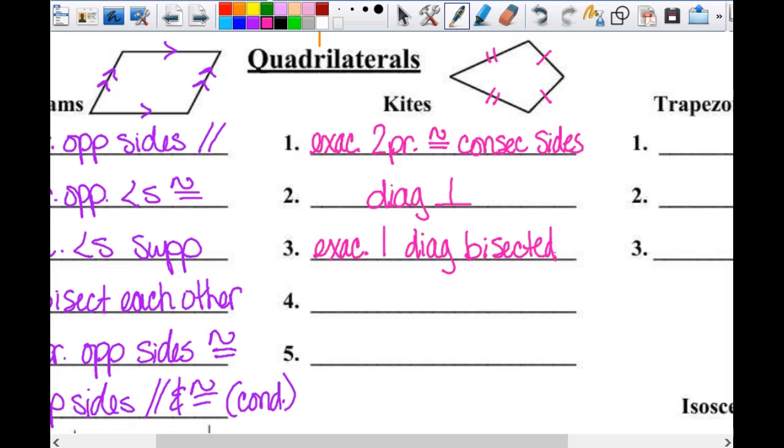What else? Good. And so I need to say exactly one pair, opposite angles, congruent. Okay, well, that's good. So basically that's it. Is it the angles that are congruent that get bisected? No, you either get bisected or you're congruent, but you're not both, right? And so this is exactly one pair opposite angles bisected.